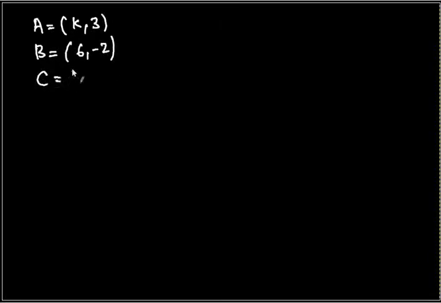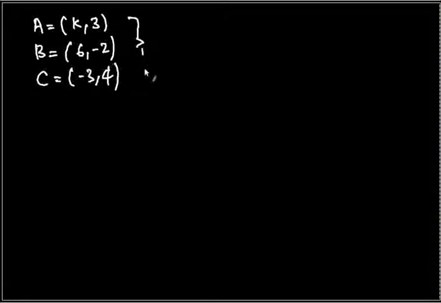Right. So the question is, we've been given 3 points. There's a point A which has the coordinates (k, 3), a second point B which has the coordinates (6, -2), and a third point C which has the coordinates (-3, 4).